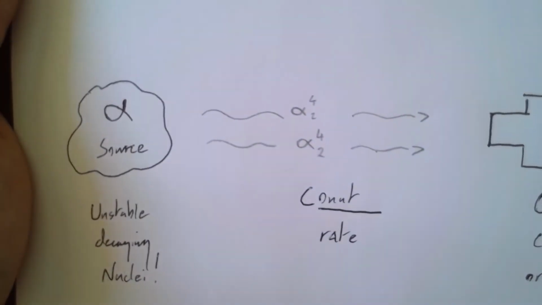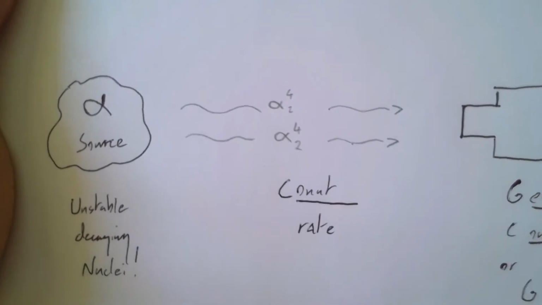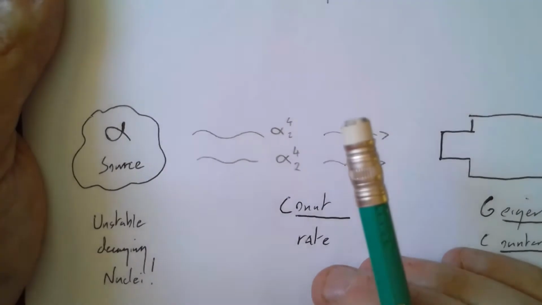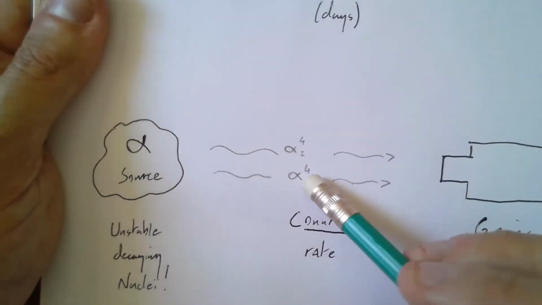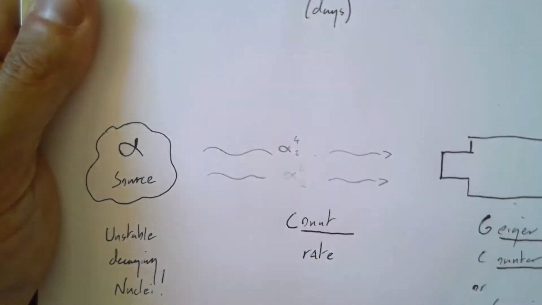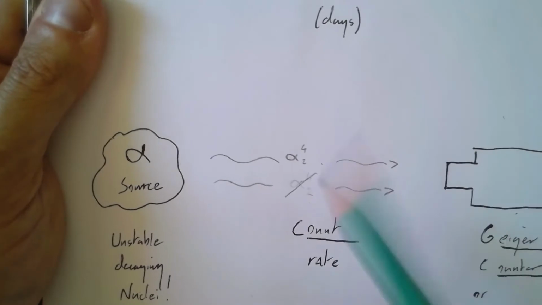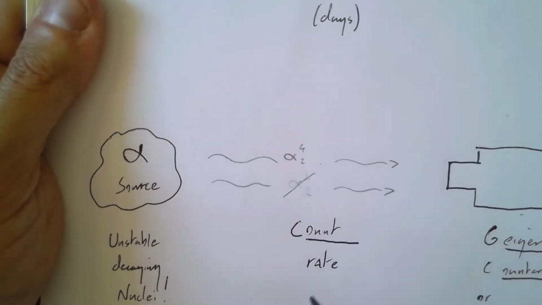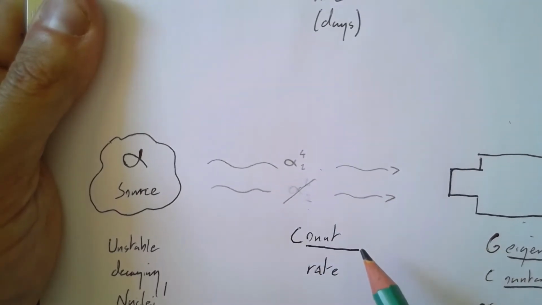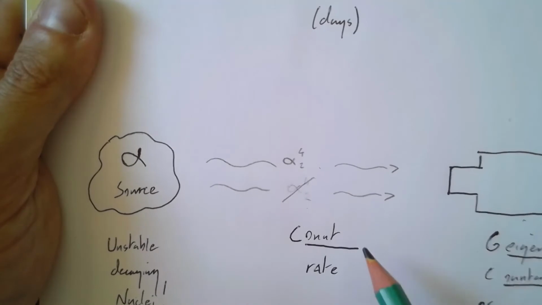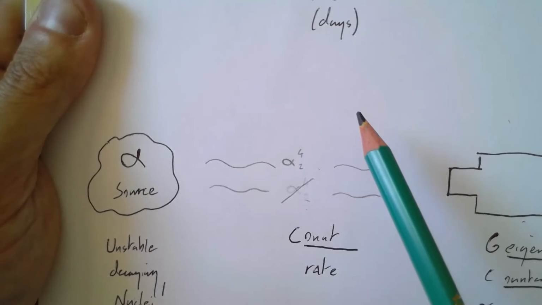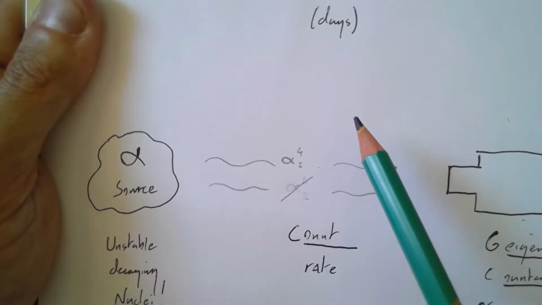Now, over time, the radiation source will run out of atoms that decay. So the number of particles that is given off will reduce. You can see I've got rid of one. So now rather than 2 in a second, it would be 1 in a second. When this count rate halves, that is your half-life: the time it takes to go from one reading to a reading at half that level.